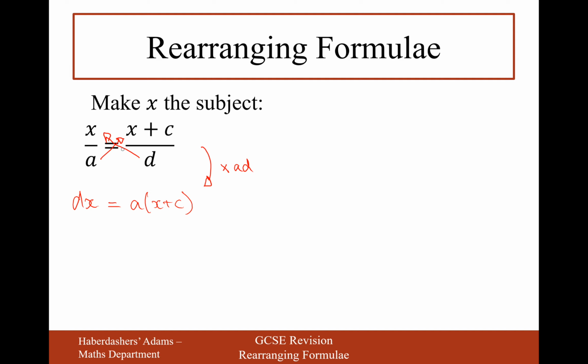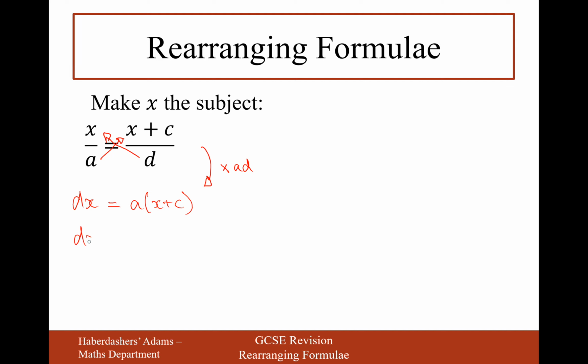Now I'll briefly explain why that works. If I'm multiplying the left hand side by ad, then d appears, but a doesn't, because the left hand side is being divided by a, so multiplying by a and dividing by a will cancel out. Same thing will happen on the right. If I multiply by ad, the a will appear, but the d won't appear. It will have just cancelled out the fraction on the bottom.